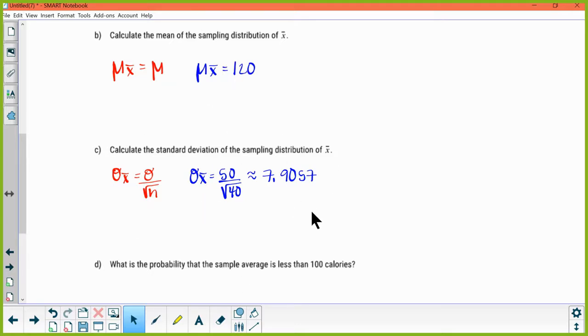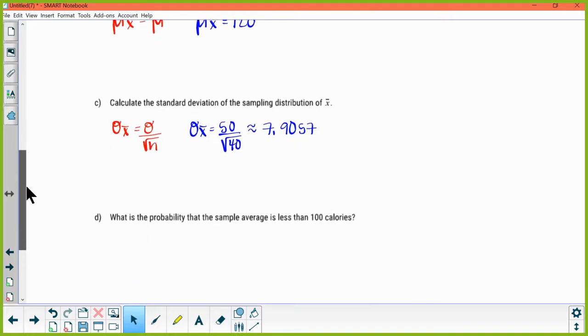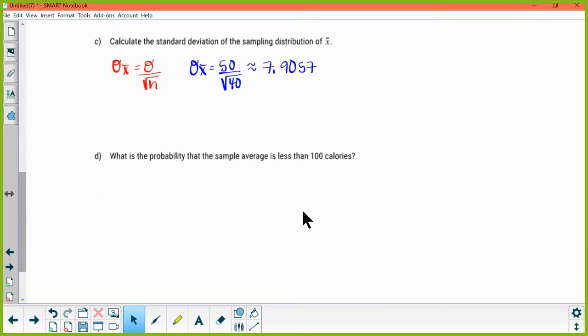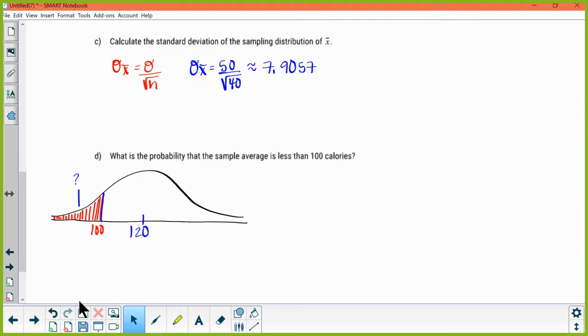So now that we know mean and standard deviation, we're going to calculate the probability that the sample average is less than 100 calories. So I'm going to go ahead and draw out what this distribution could look like. So remember, we're going to center at 120, and we're trying to find the average is less than 100 calories. So I want this area to the left of 100.